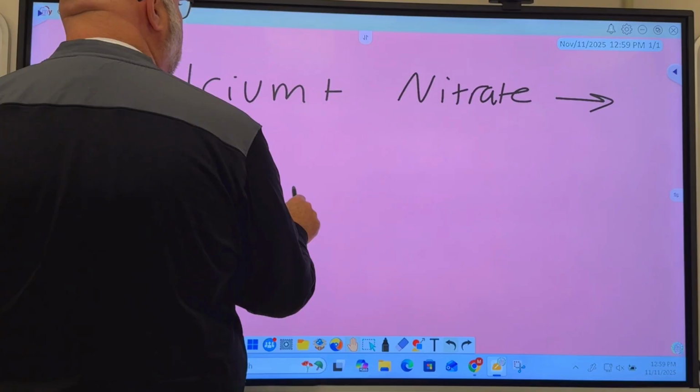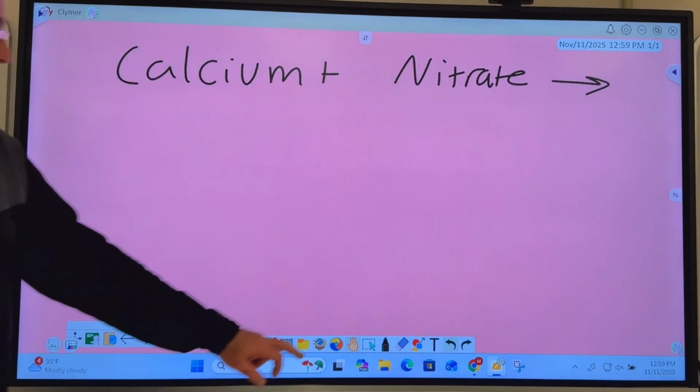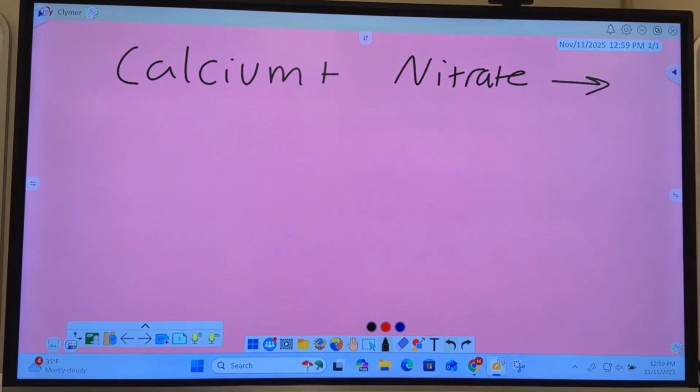Let's make it weird. So let's start this one, just like we just did the other one. Find calcium. The nitrate side is going to look just like the other question, but this one is going to be a little different.